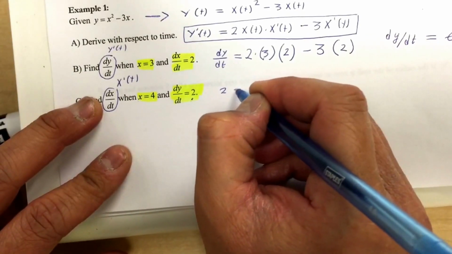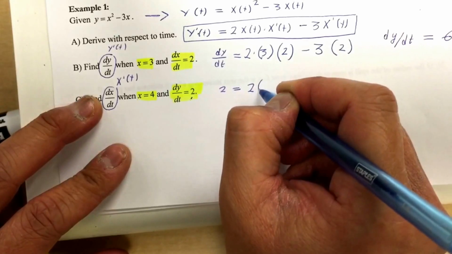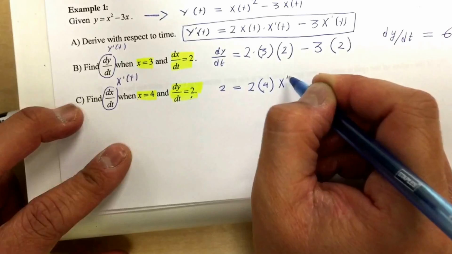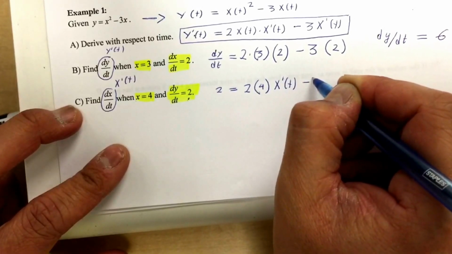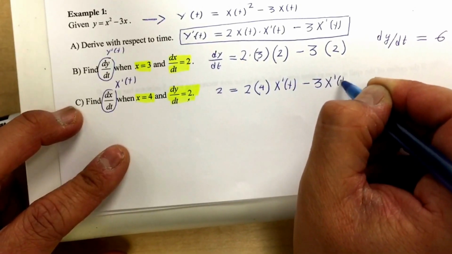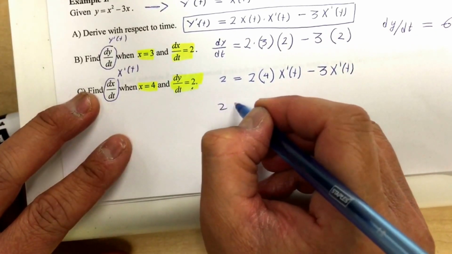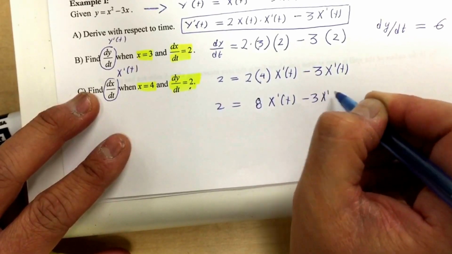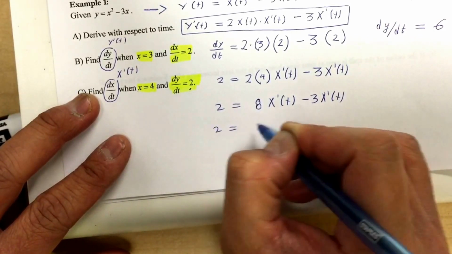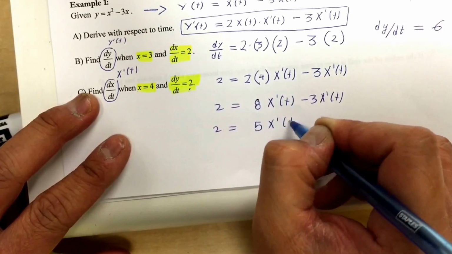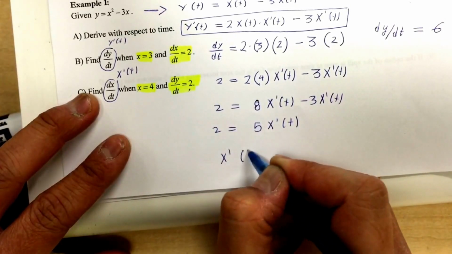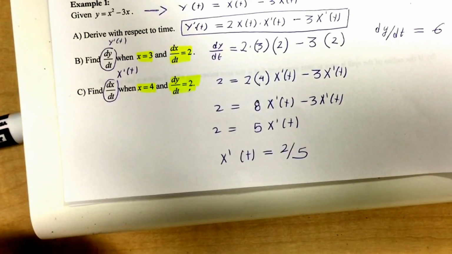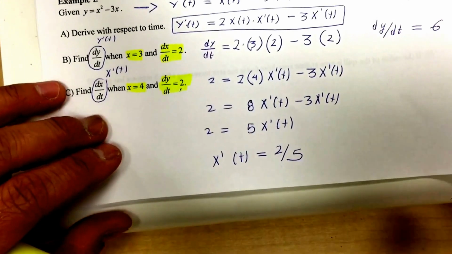So 2 equals 2 times x, which is 4, times x prime. We're finding x prime. This equals 8 x prime, and that equals 5 x prime when you subtract. So x prime is equal to 2 over 5. That's the rate of x prime.